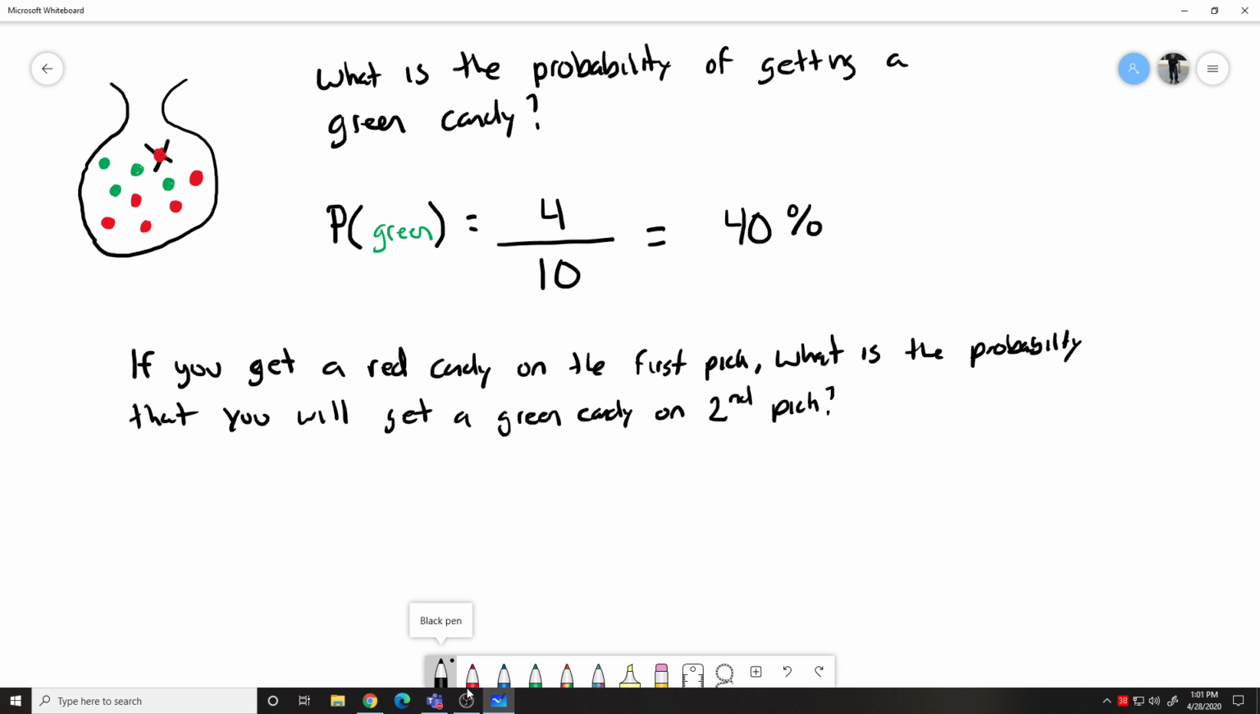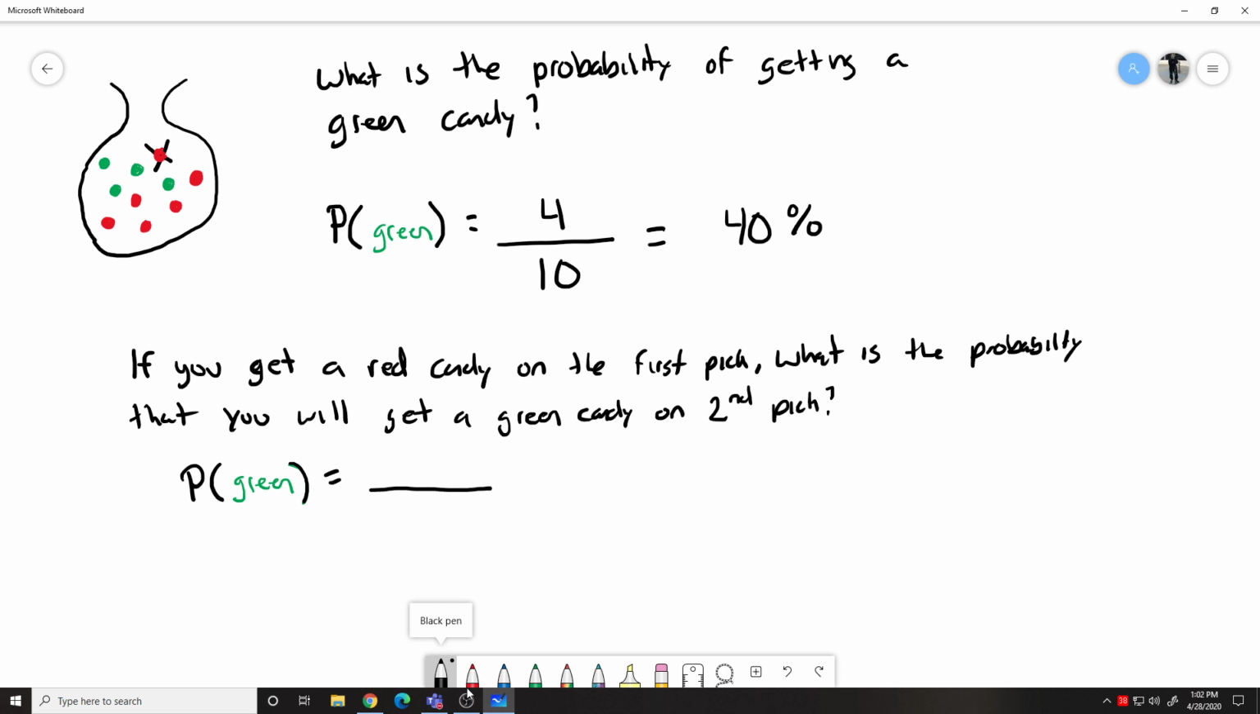Now it wants to know what's the chance that I now get a green candy on the second pick. So again, we're going to do our formula. Probability of getting a green. Oh, I meant to do that one in black. Okay, probability of a green candy now. Now remember, we have to take into account that we've changed the composition of what's in there because we've already taken out a red candy.